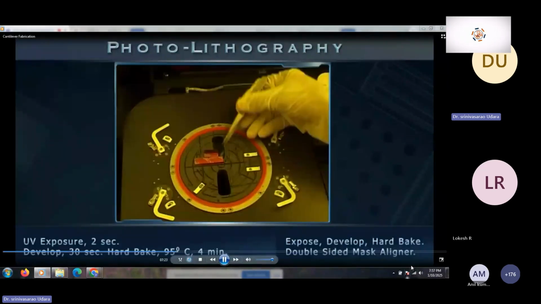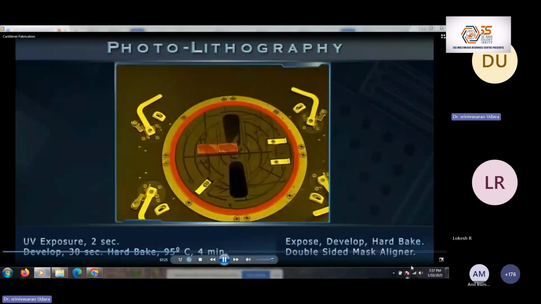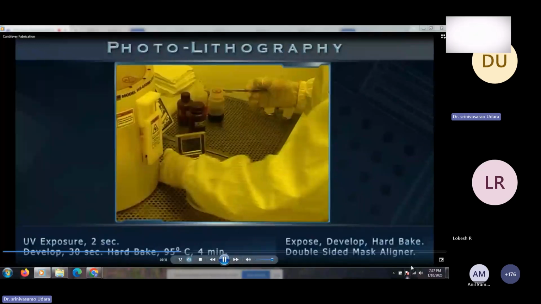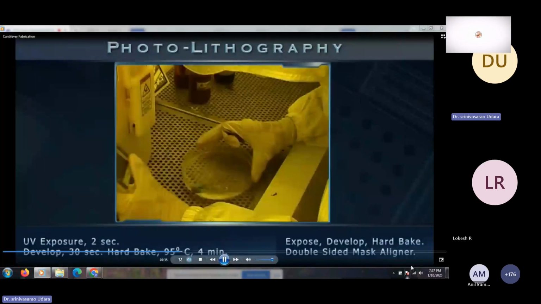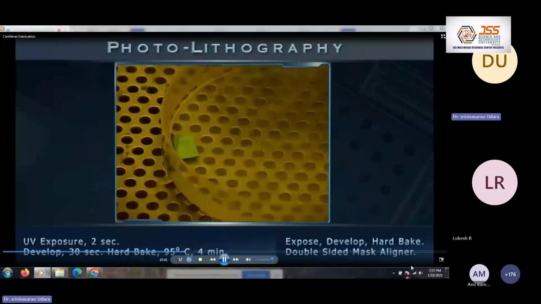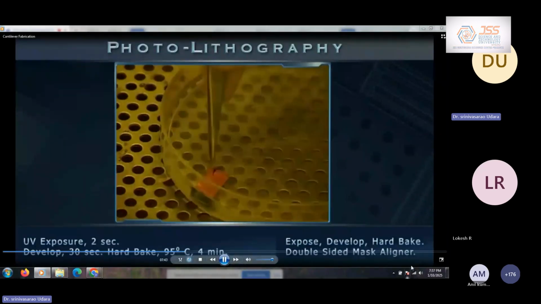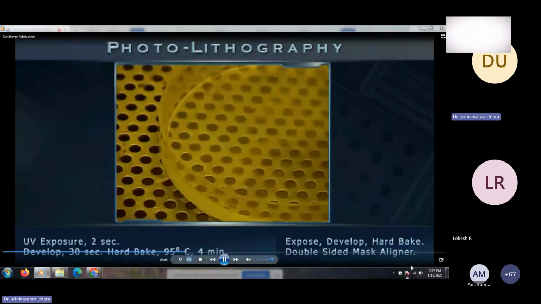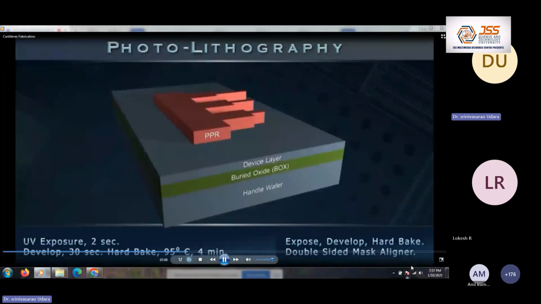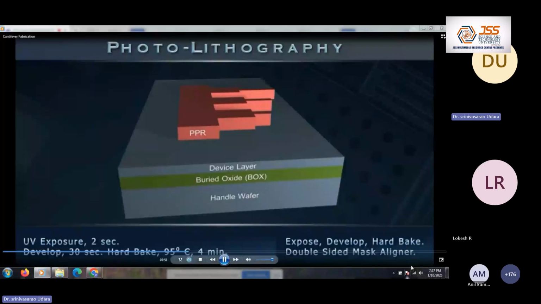For this, a specified developing solution is taken in a petri dish. Next, we place the UV exposed samples in the developing solution. The photoresist now contains exposed and unexposed areas. The exposed part is soluble in the developing solution. Therefore, it dissolves, leaving behind a replica of the mask pattern.